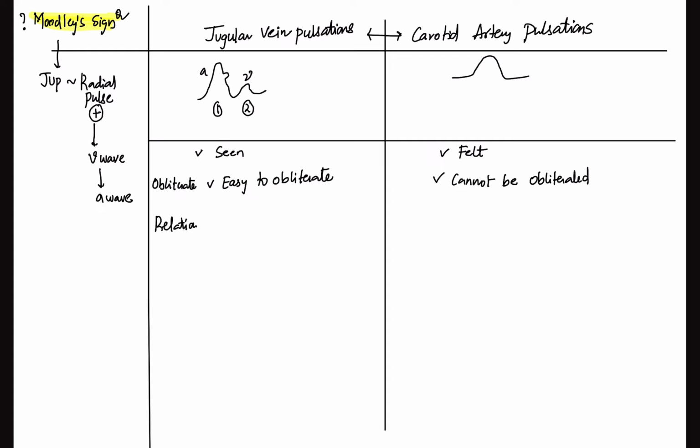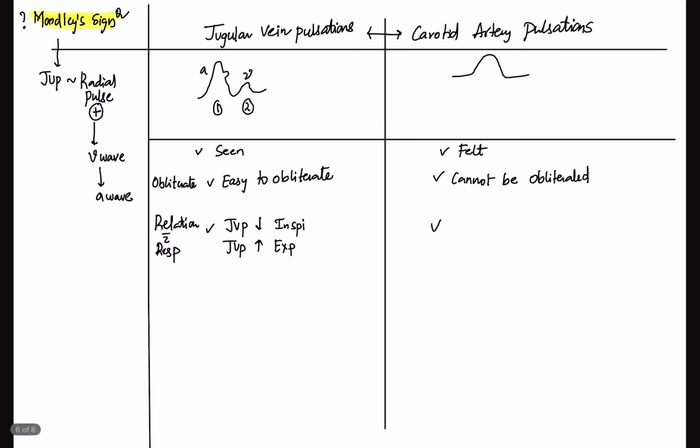Next is the relation with the respiratory cycle. We all know JVP falls during inspiration and JVP increases during expiration, whereas there is no change with the respiratory cycle with regard to carotid artery pulsations. Also, there are two pulsations per systole in the JVP, but in the carotid there is only one pulsation per systole. This is one more key difference. Seen versus felt, easy to obliterate versus cannot be obliterated, changes with respiration versus no change with respiration, two pulsations per systole versus one pulsation per systole.